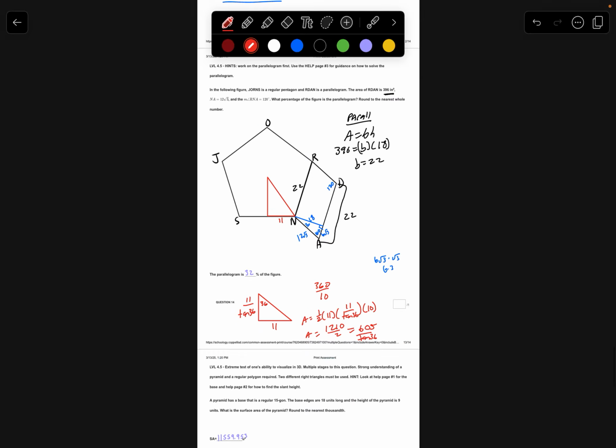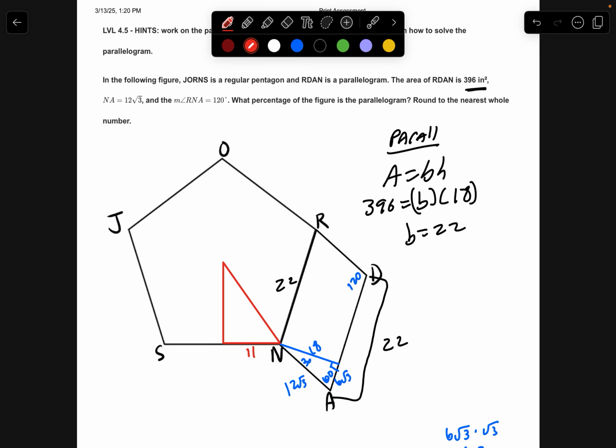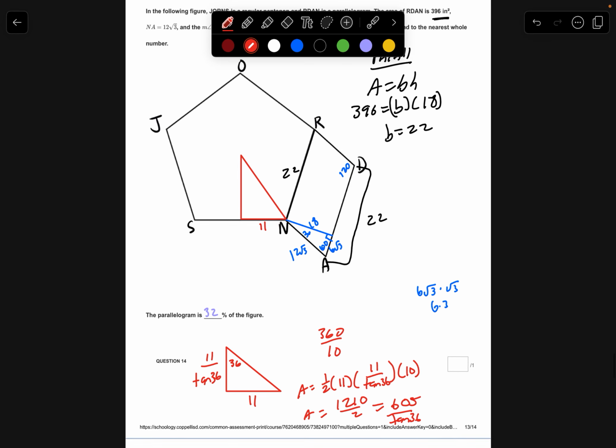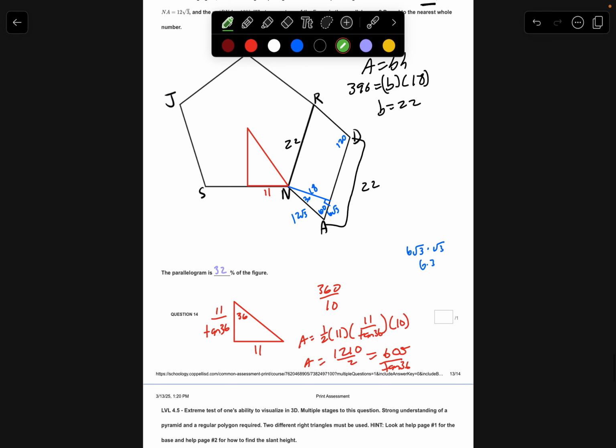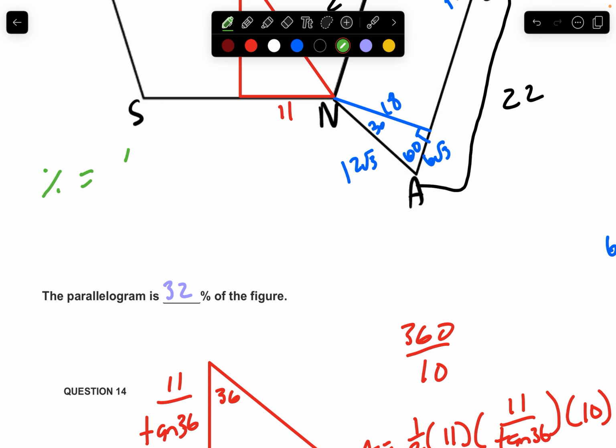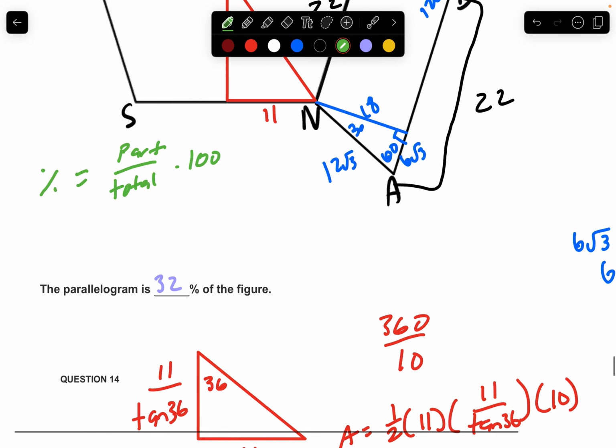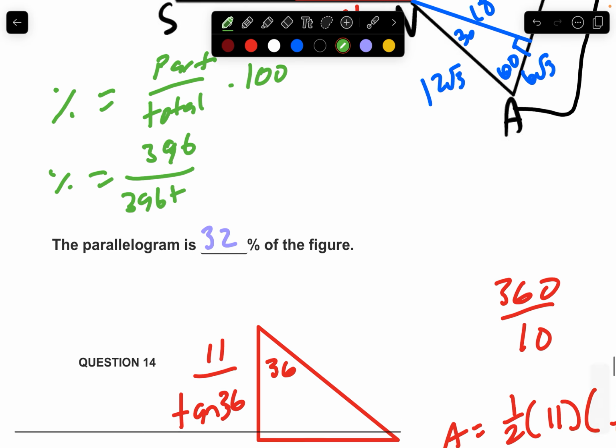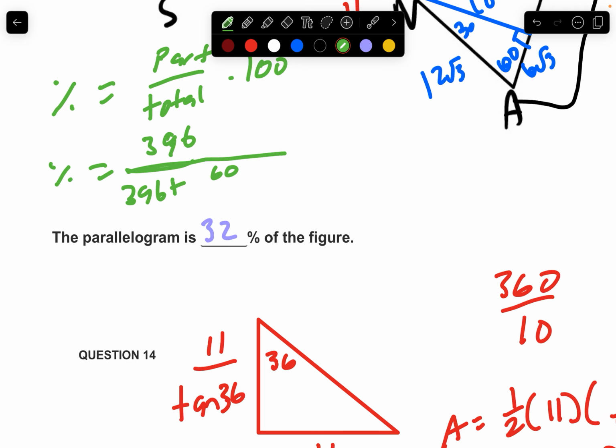All right, so the question is, what percentage of the figure is the parallelogram? So remember what percent is. I know I'm running out of room here. Percent is the part you want out of the total times 100. The part we want, they gave us. The part we want is 396. What is the whole thing? The whole thing is the parallelogram plus the pentagon, times 100. So that's my fraction.